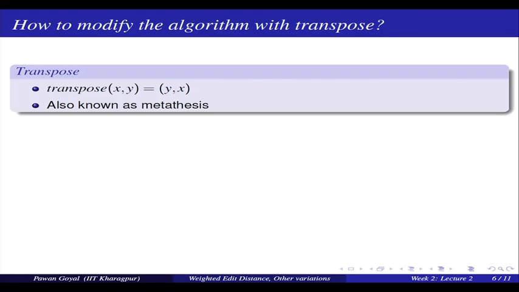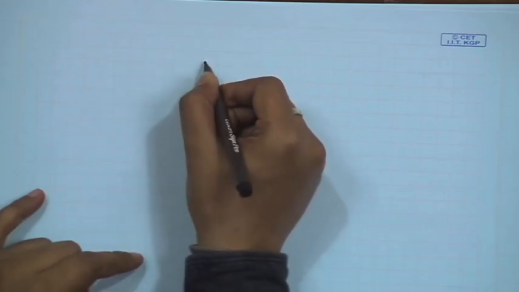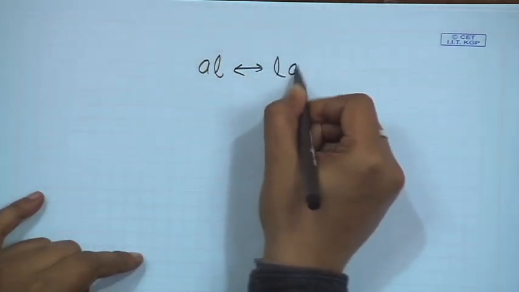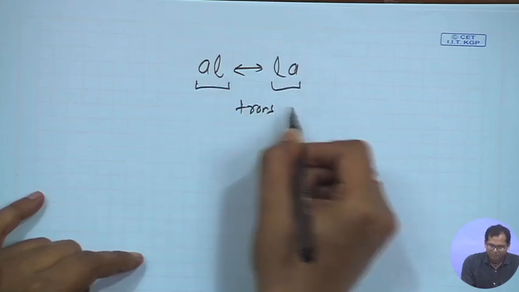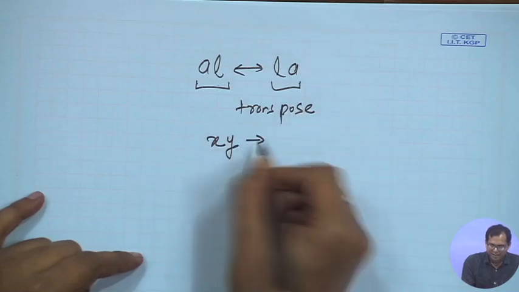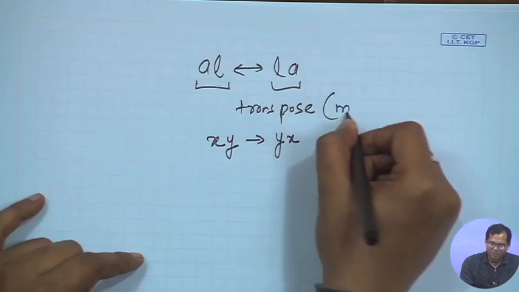So now, how do you modify your algorithm for taking care of transpose, for instance? That was the algorithm where we had three operations: insertion, substitution, and deletion. There is another very common edit distance operation that is used, and this is called transpose. If I am transposing two characters, you will see this is a common error that sometimes you make. For example, I want to type AL and instead I type it as LA. So this is called transpose. In general, if I write XY as YX, this is called transpose. Another name for this is metathesis.